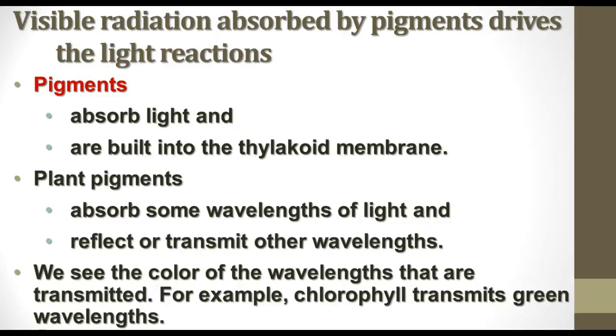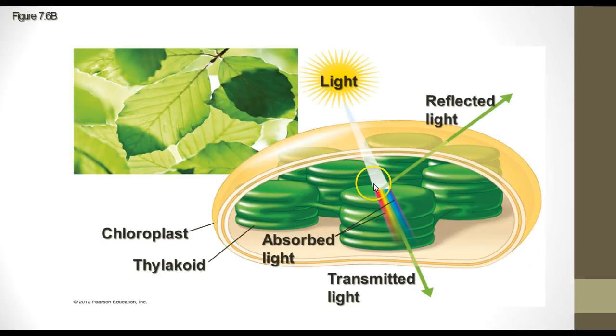Pigments absorb light. The pigments, chlorophyll and other pigments, are built into the thylakoid membranes. They absorb some of the wavelengths of light and reflect or transmit others, and that has to do with their appearance. We see the wavelengths that are transmitted and reflected, which is why plants look green, because they transmit or reflect green wavelengths rather than absorbing them. So you can see here that they absorb the blues and the reds and the violets, but they transmit the green and reflect the green. So that's why leaves appear in different colors of green.